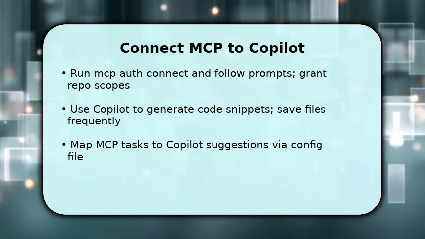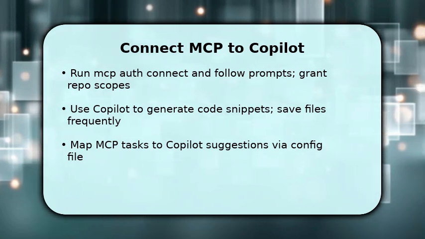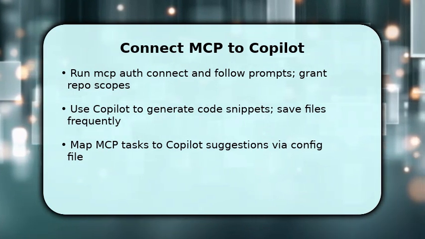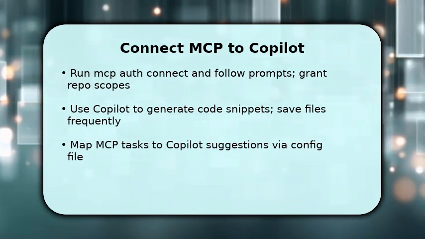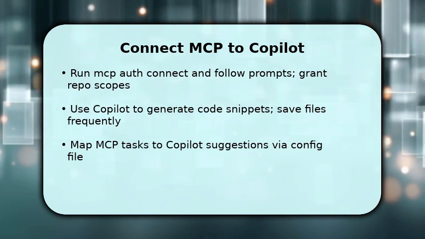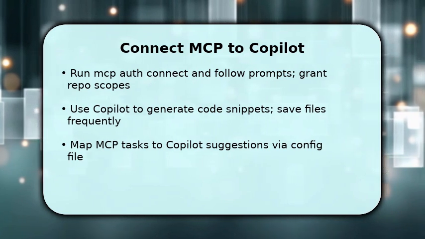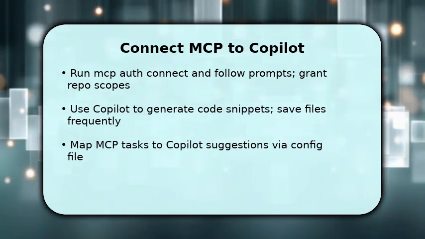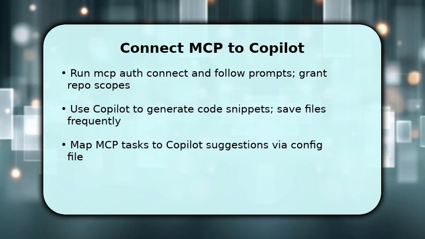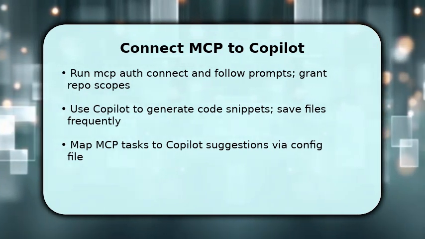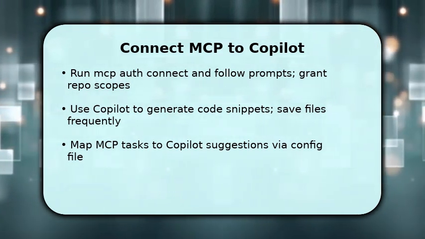Then request Copilot suggestions inline for the function or test you need. Accept or edit snippets and save often so MCP picks up changes. Edit MCP config to map task names to file paths and prompt templates so Copilot understands your workflow. Once configured, iterate, invoke Copilot, refine suggestions, and rerun MCP tasks to verify generated code integrates properly.